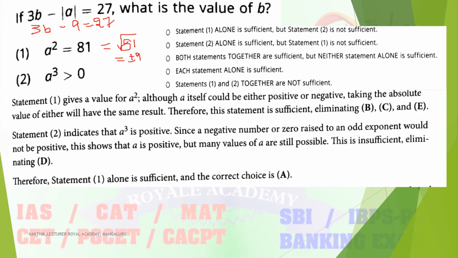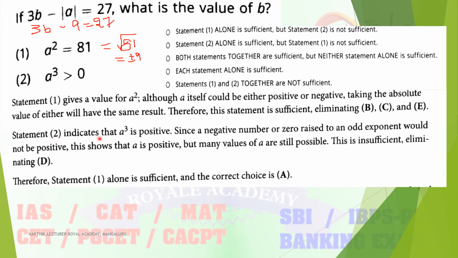9 moves to this side, so 27 plus 9 is 36. b is equal to 36 divided by 3, which is 12. So you can find out the answer. Here the answer itself is not important. Within this statement, whether it is possible to find the answer or not, that information is required. So from the first statement alone you can find the answer of b. Okay, next go for the second statement.